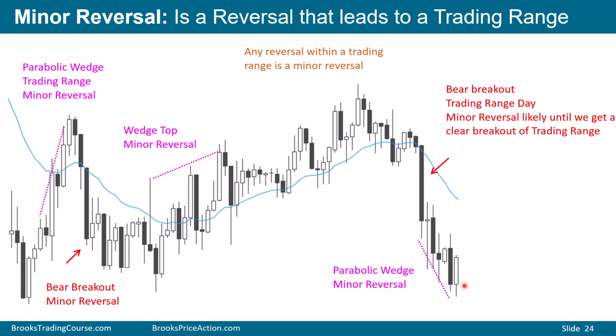So minor reversals, the key with understanding minor reversals is you have to count legs. And I'm going to talk about that here in just a little bit. But minor reversals, they're legs in a trading range, which means you have to be very cautious when you're trading them. Whenever you get 2 or 3 legs down, you got to get out.